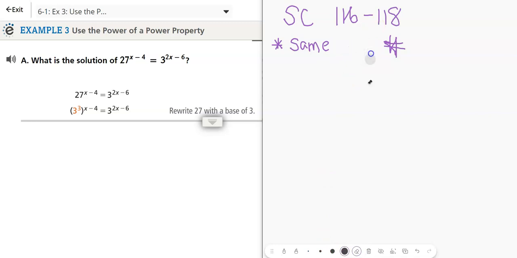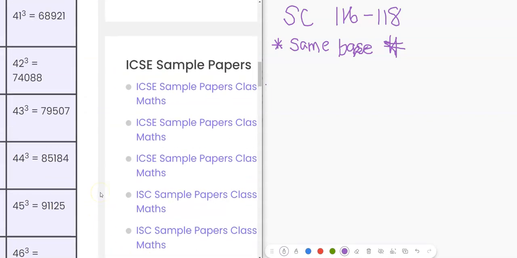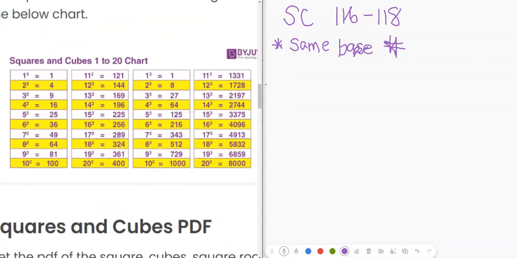So I'm going to take a look at 27 and see if there is a way to rewrite it so that it has a base that is also 3. I'm going to quickly pop over here. Of course, you can't see my image very well because I'm zoomed in, so let me zoom out a bit. Here it is.